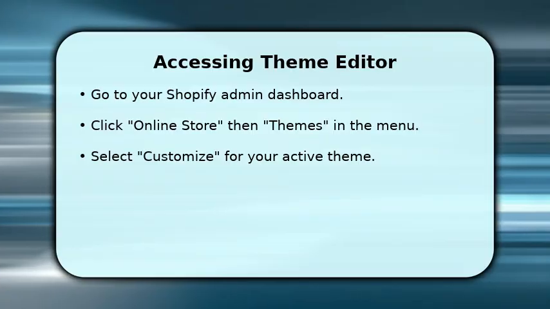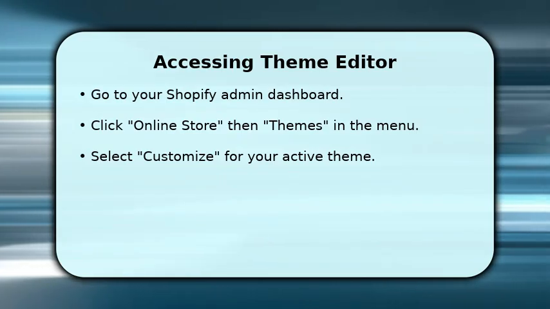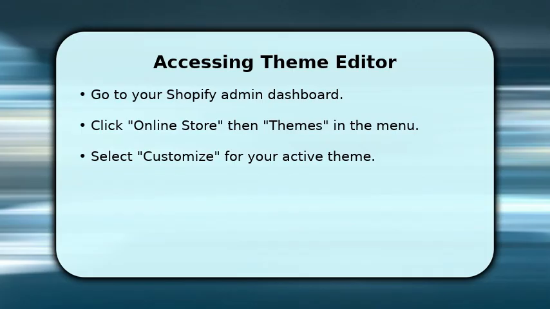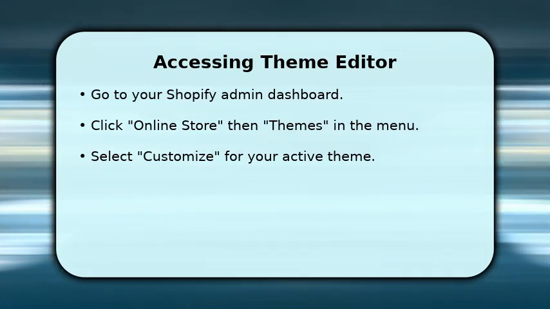On the left-hand sidebar, you'll find the online store option. Click on it and then select Themes. This will take you to your Themes page. Locate your current active theme and click the Customize button. This action opens the theme editor, where you can make visual adjustments to your store's design.